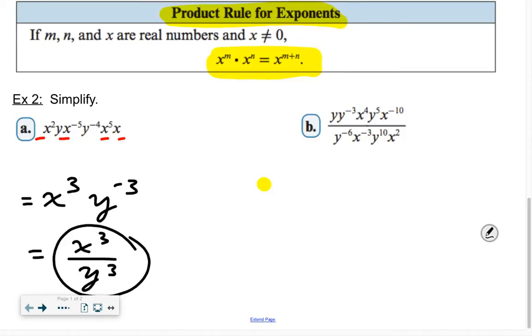The only time you write answers with a negative exponent is when you are dealing with scientific notation. For instance, if we have 2.07 times 10 to the -3rd, that is perfectly fine.